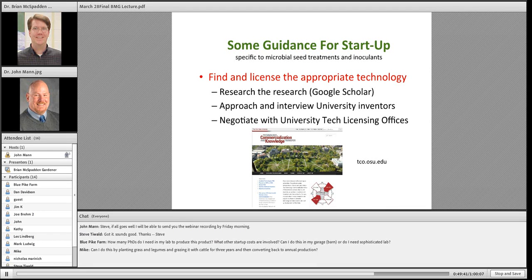And the first is from Blue Pike Farm. And the question is, how many PhDs do I need in my lab to produce this product? What other startup costs are involved? And can I do this in my garage, barn, or do I need a sophisticated lab?